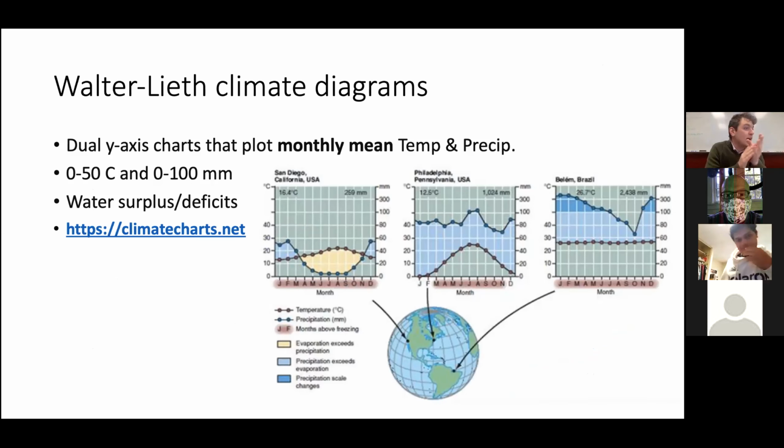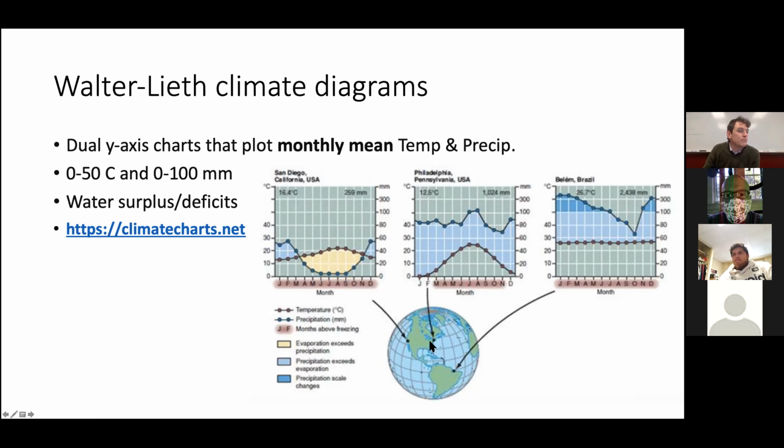Okay, climate diagrams. These are Walter Lieth climate diagrams, and their purpose is to show you annual or yearly fluctuations in rainfall and in temperature. Those two things tell you a lot about the climate of a region, and they determine to a large extent the kinds of plants that can grow in an area. And what we've got here is a diagram showing the temperature and the rainfall in California, where you have a long, dry summer and a wet winter.